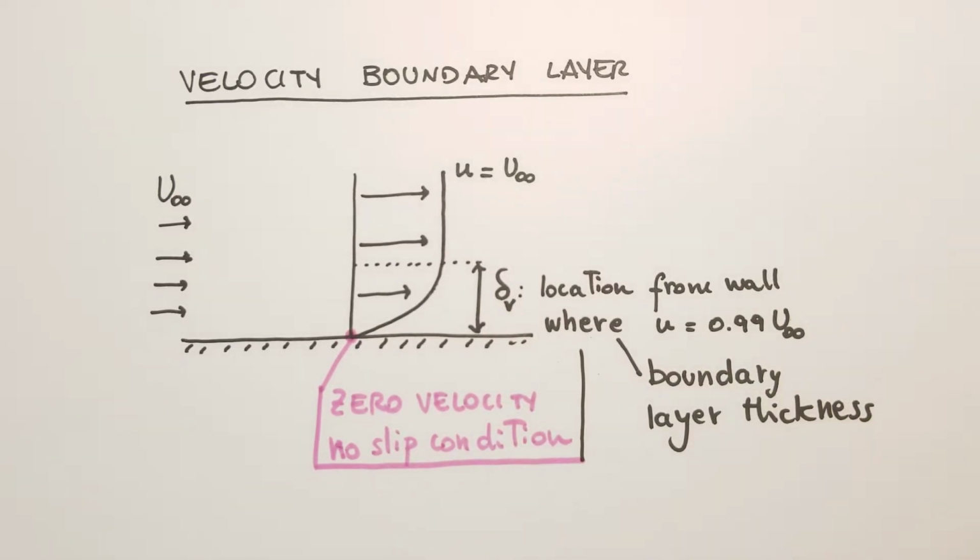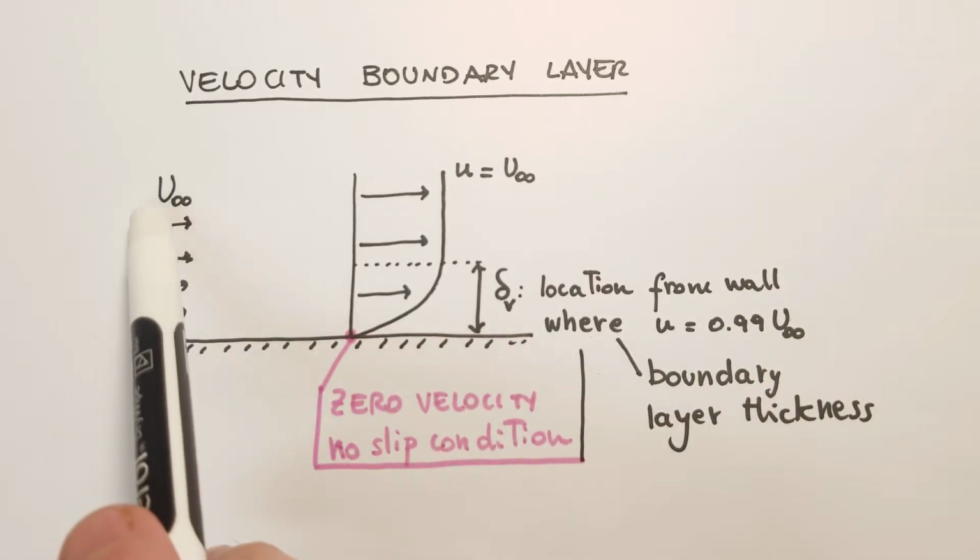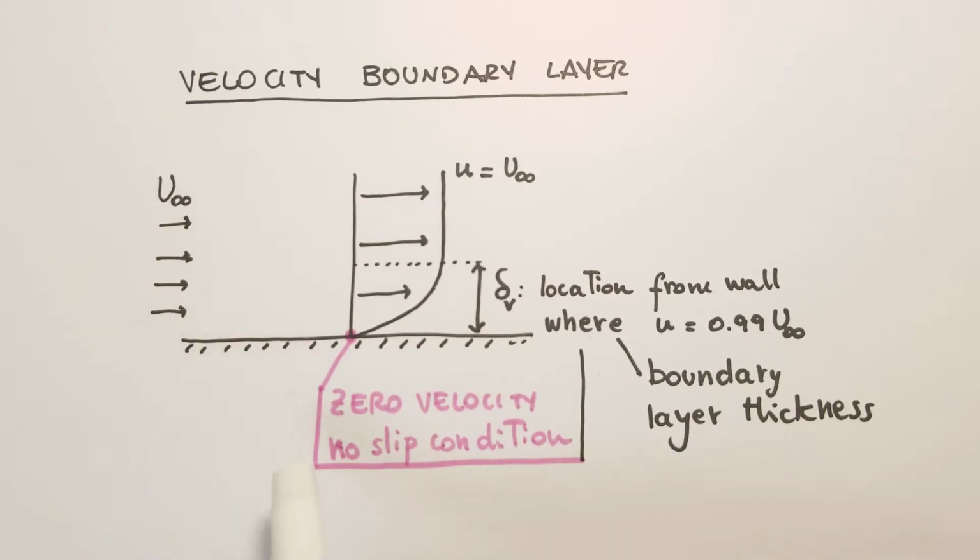There are different ways to define this thickness, but for our interest we can just define it as the location from the wall where the streamwise velocity u is equal to 99% of u infinity, where u infinity is the free stream velocity, the velocity of the fluid at a large distance from the wall.